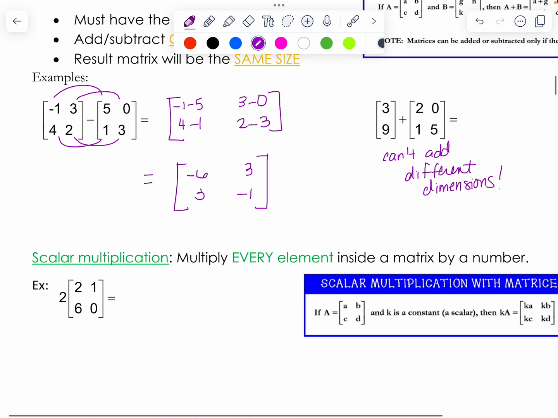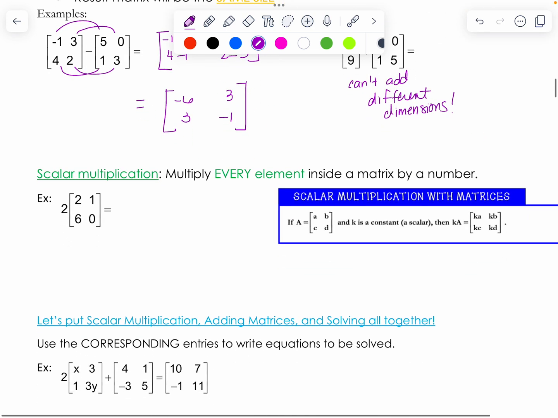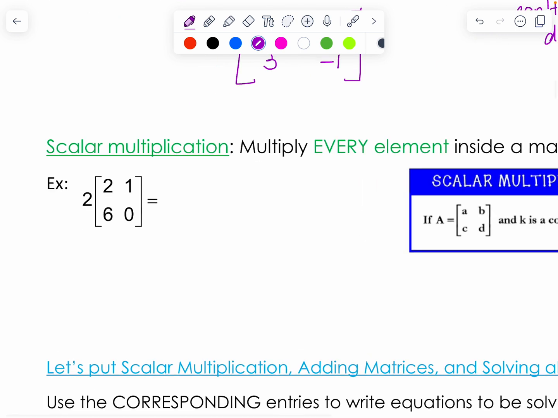All right, the last thing we're going to talk about before we put everything together is we can also multiply by a scalar. What I mean is I can multiply by a constant or a constant expression. So I would multiply every element. I have 2 times 2 is 4, 2 times 1 is 2, 2 times 6 is 12, 2 times 0 is 0.